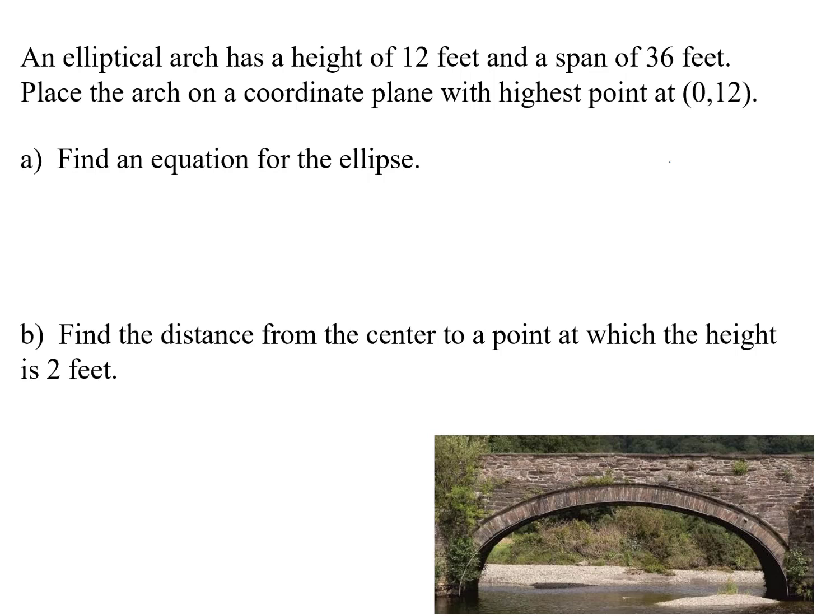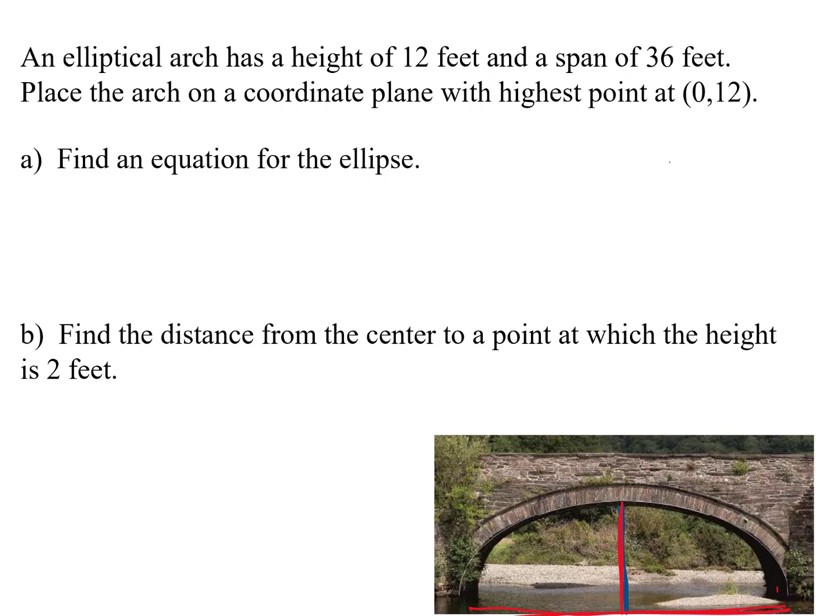An elliptical arch has a height of 12 feet and a span of 36 feet. Got a picture of an elliptical arch on a bridge so we can get a sense. And the height would be the direction up and down. Let me change that to red so it'll show up a little bit better. And the span is how wide it is across.